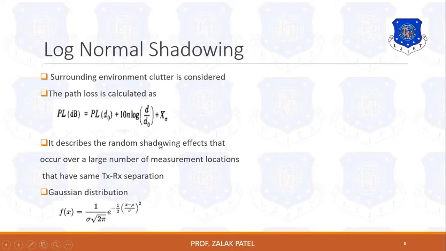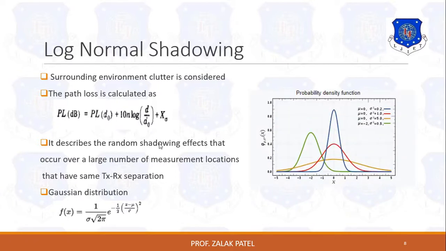The normal Gaussian distribution looks like this. Here in this graph you can see this red colored graph is our normal Gaussian distributed function, and the green and blue are for different values of mu and sigma. So basically we can say that from the Gaussian distributed function, the log normal shadowing path loss can be calculated.